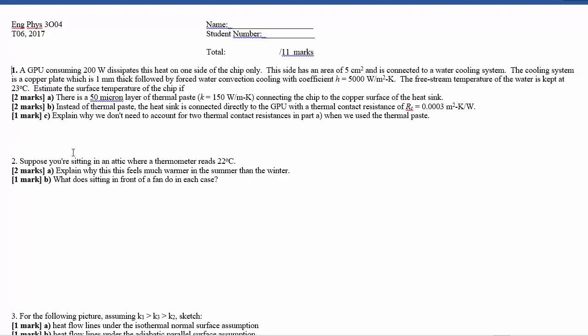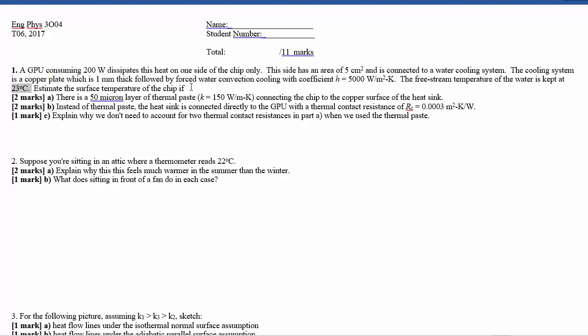So, first question, a GPU consuming 200 watts dissipates this heat on one side of the chip only. This side has an area of 5 square centimeters and is connected to a water cooling system. The cooling system is a copper plate, which is 1 millimeter thick, followed by forced water convection cooling with a coefficient of 5,000 watts per meter squared Kelvin. The free stream temperature of the water is kept at 23 degrees C.